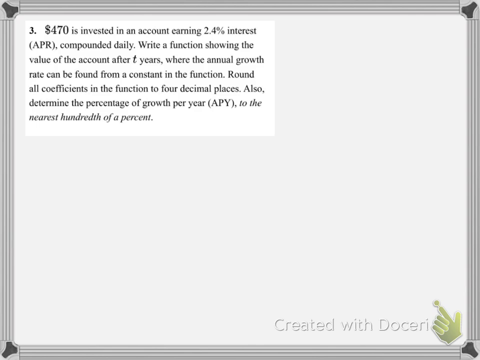All right. Next problem. Now, the only thing that's really changing is right here: the compounding. It's compounded daily. Well, our principal is 470. Our interest rate is 0.024. Now, compounded daily means every day it's getting compounded. We're talking about 1 year. Okay? Well, how many days are in a year? 365. Okay?